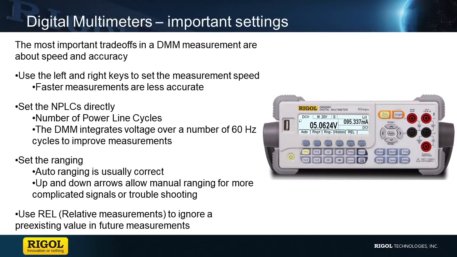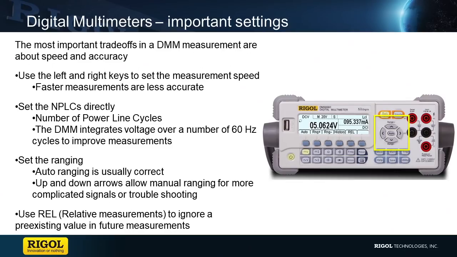On the DMMs, there are also a couple of important settings that I want to make sure you're aware of that will help you make measurements better. On this DMM, you've got these 4 buttons around the auto button, the four arrow buttons. When you're in a standard measurement mode, whether it be ohms or whatever, going left and right changes your measurement speed.